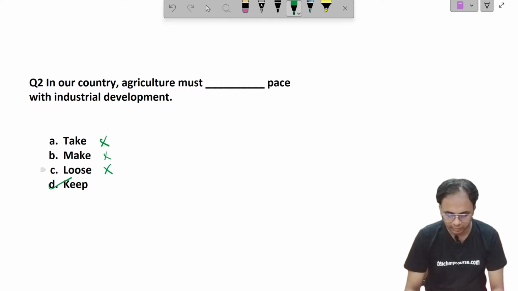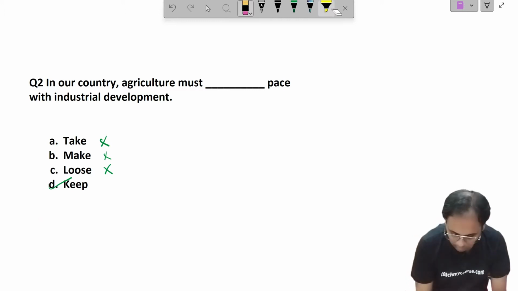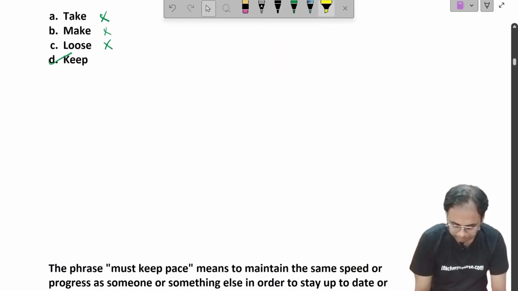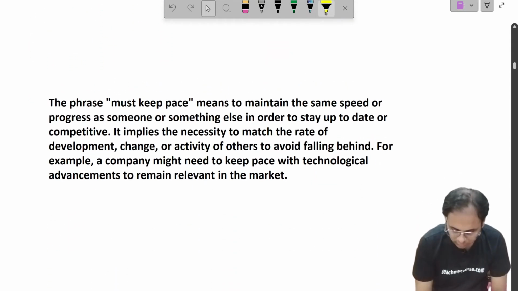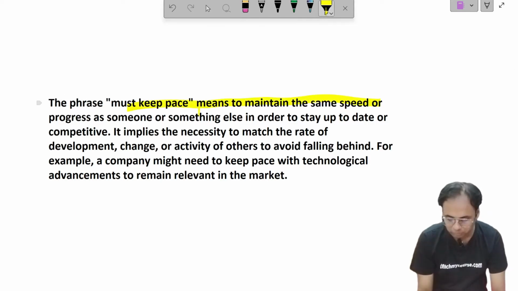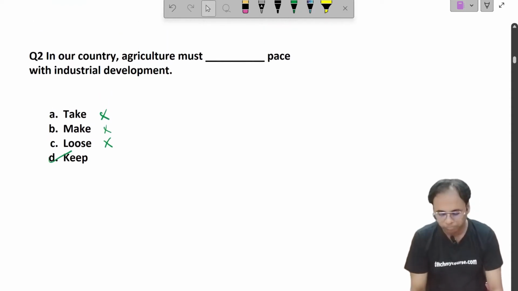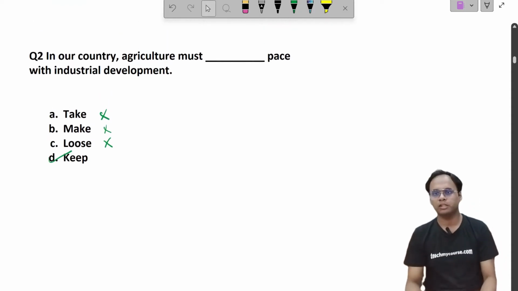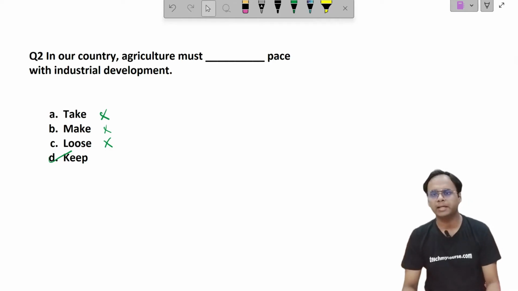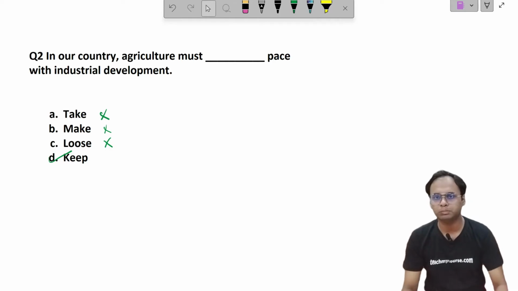Let us just see the explanation for it. So the phrase must keep pace, what does that mean? To maintain the same speed or progress as someone or something in order to stay up to date or competitive. Like, agriculture must keep pace with industrial development. So whatever the pace of industrial development is, agriculture must also maintain the same sort of speed.